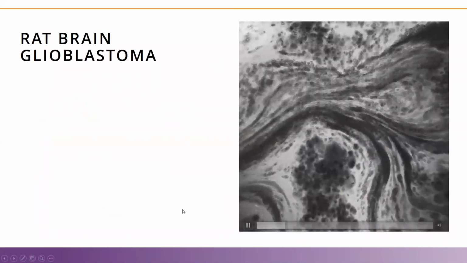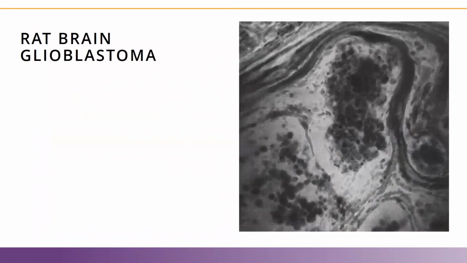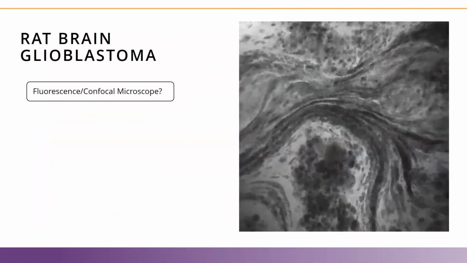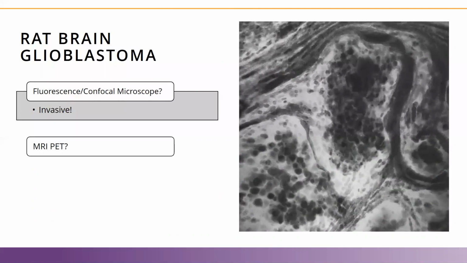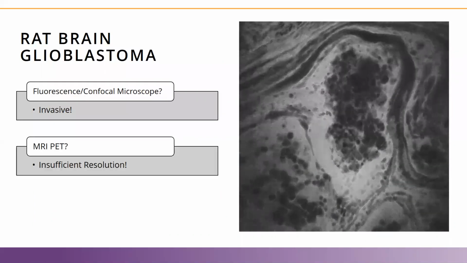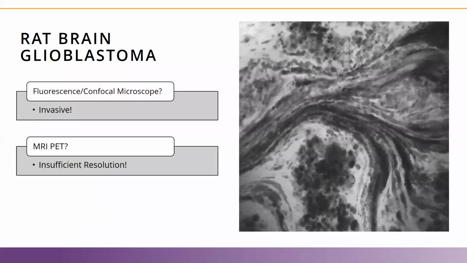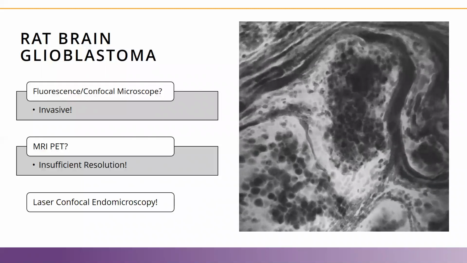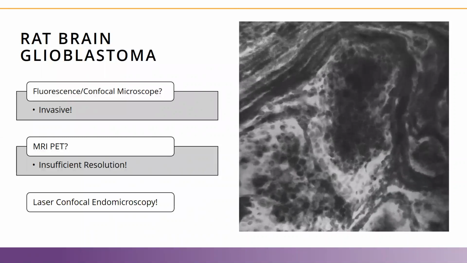Let me give you an example with this video. It was obtained from live animals. Can we do that with a fluorescence or confocal microscope? No, we cannot do that because you have to sacrifice the animal. Can we do that with MRI or PET? The problem will be the resolution. You won't be getting any cellular details. So you can do that with techniques like laser confocal endomicroscopy, because you are putting the probe in the animal and that probe will capture the images.